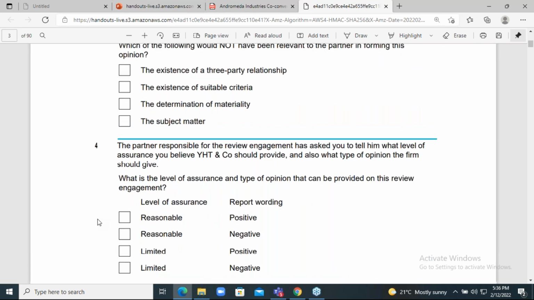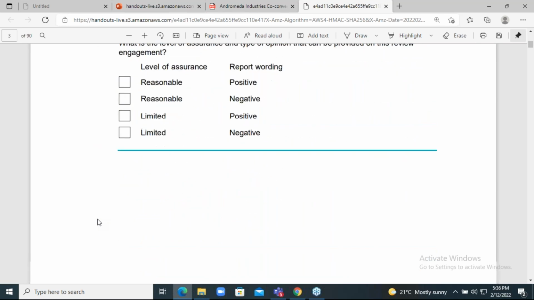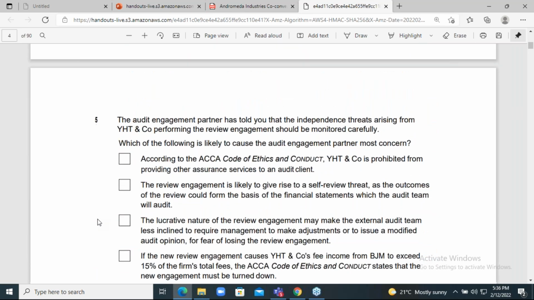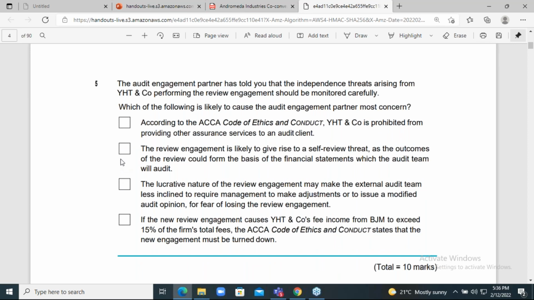Now, if we go back to different questions, these are very easy questions. Now this one, let's try to apply what we have read on this question.